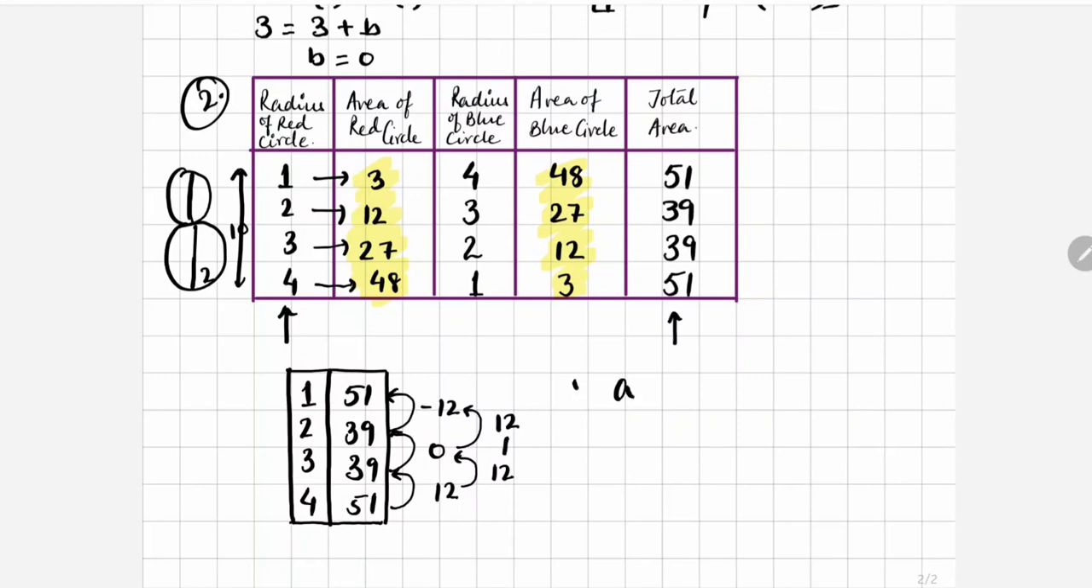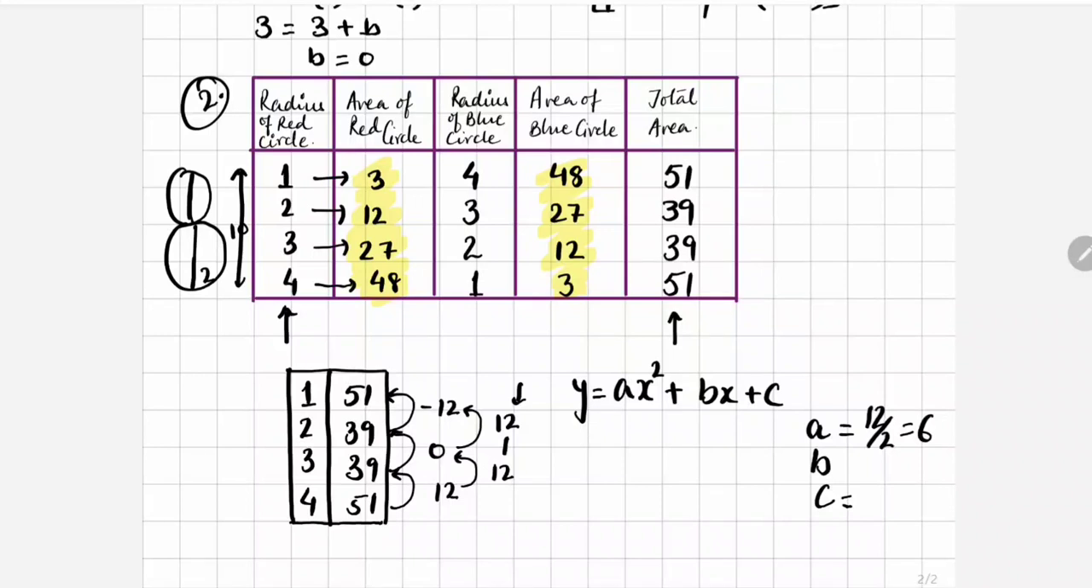Now we have to write the standard form. y is equal to ax square plus bx plus c. So we have to now find a, b, and c. a is half of the final value, so that is 12 over 2, which is 6. c is when the radius, in this case, is 0.